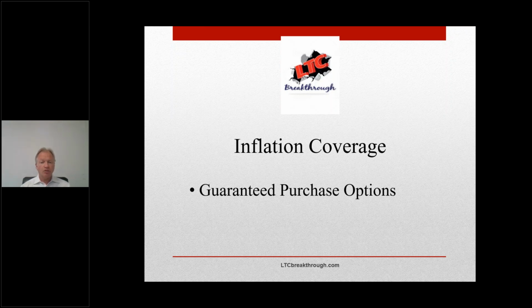Using the guaranteed purchase option sometimes makes sense if you have a limited budget in the beginning, so you can keep your price down by not adding automatic inflation and taking these purchase options in the future as you want to add coverage. However, again, if you're adding these every single time, it's going to end up being more expensive than the automatic inflation options.